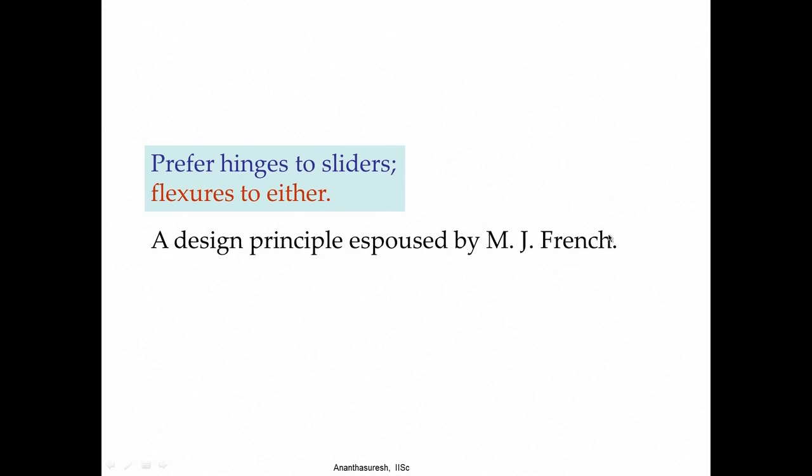Here is a design principle that one of the great designers, Michael French, wrote in his book: prefer hinges to sliders and flexures to either. What he means is that whenever you can use flexural joints, use them, and your preference for those is above the hinges and sliders. Of course, between hinges and sliders, hinges are better than sliders because hinges or revolute joints will have less friction than sliding joints. So, what Michael French is telling us here is that go for flexural joints whenever you can.